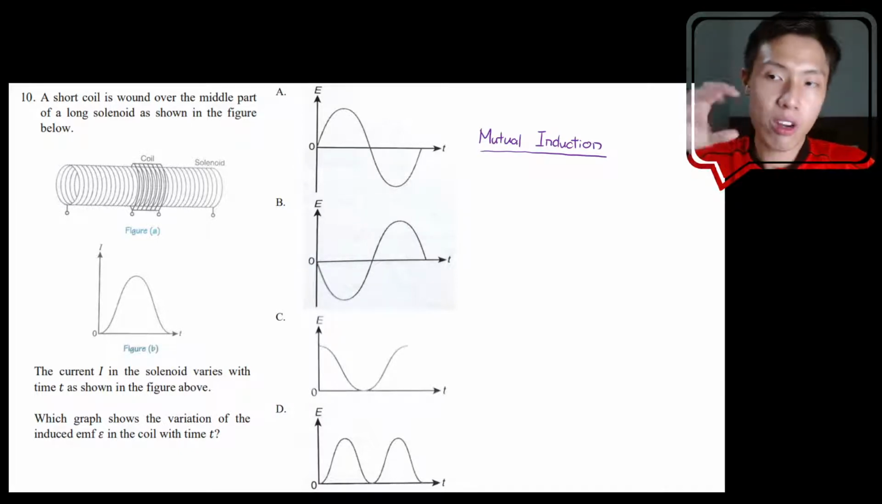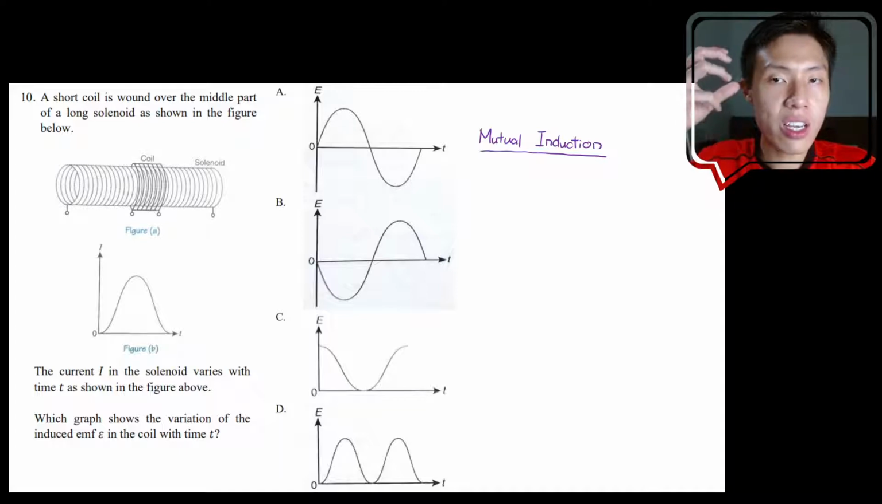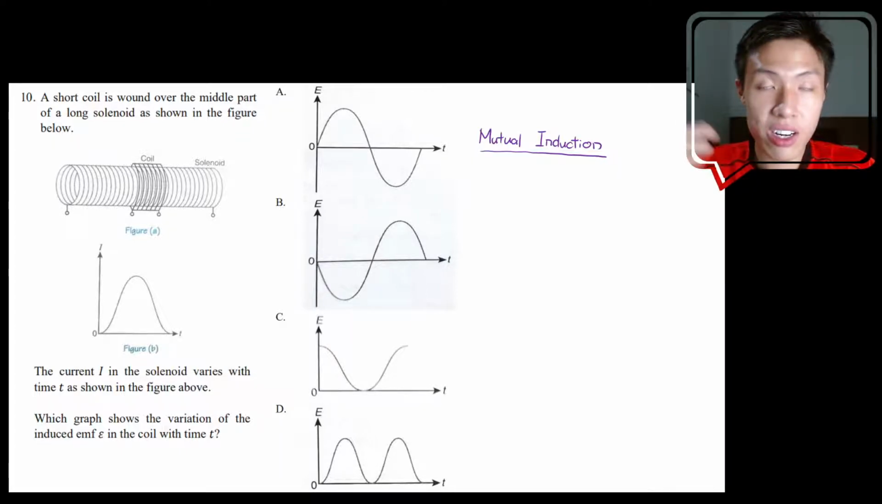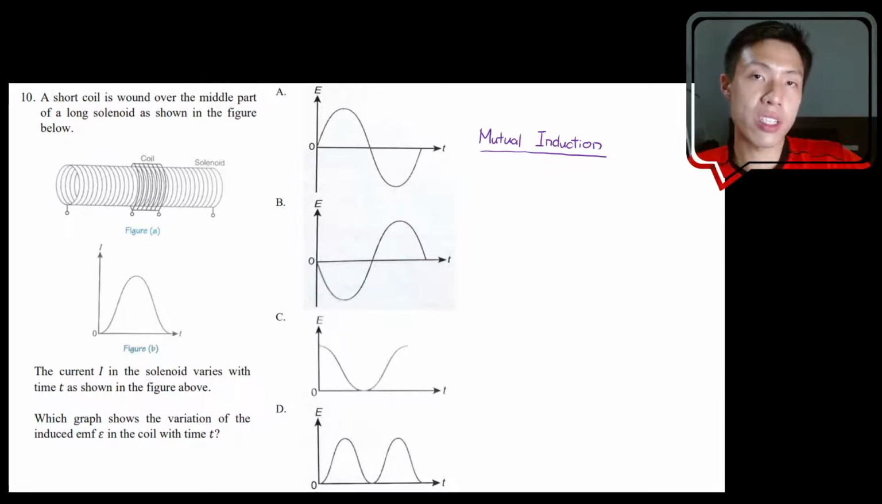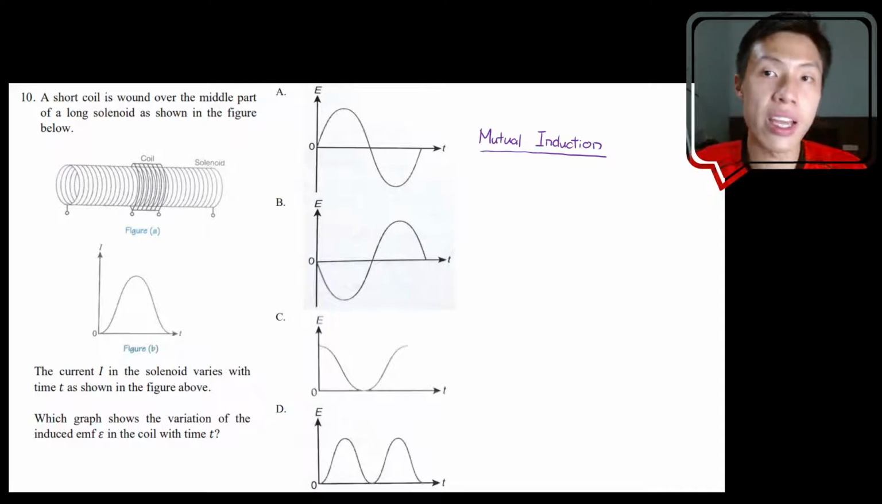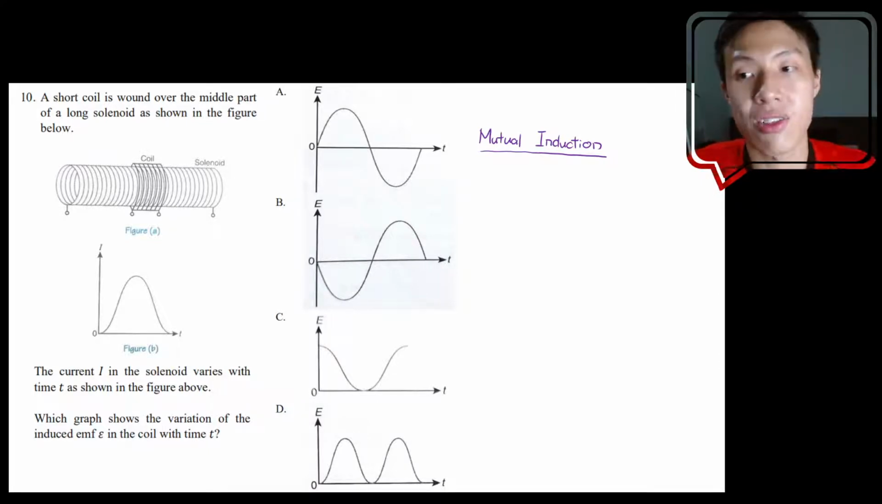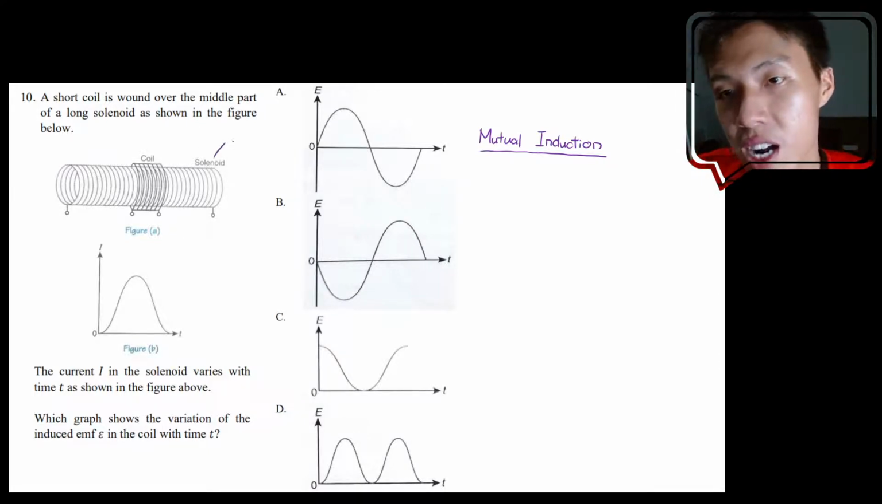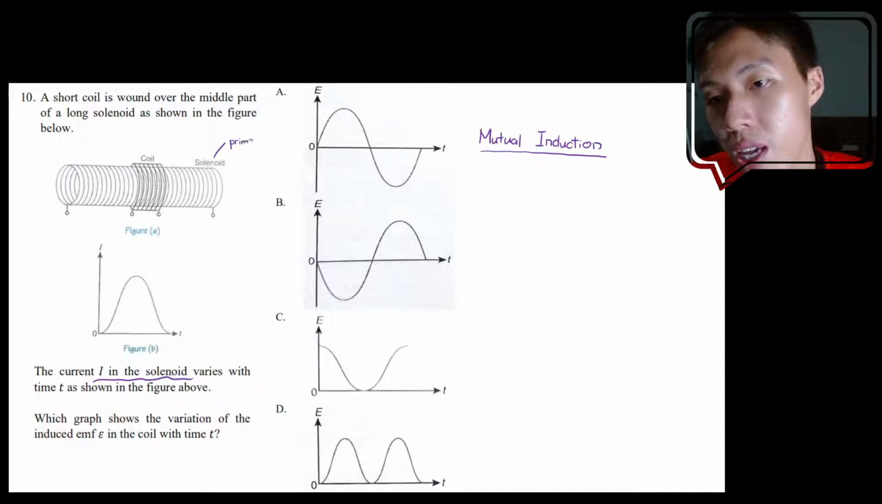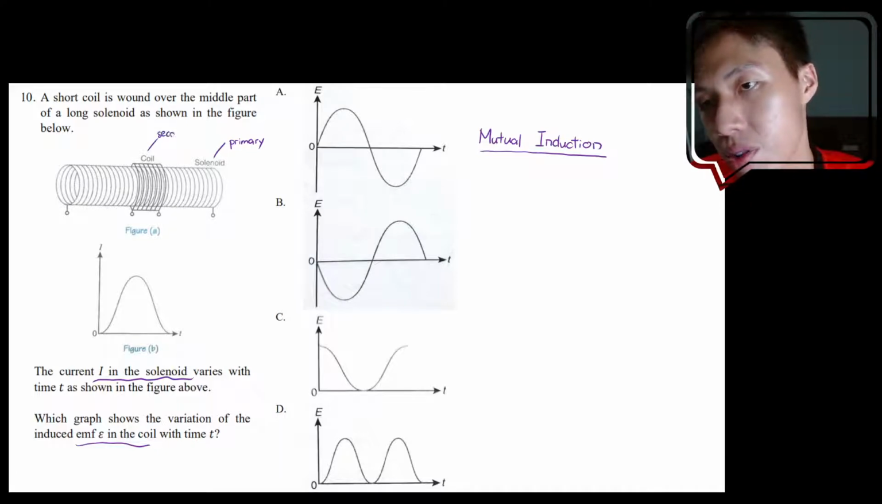There will be one primary coil that we supply current to and change the current, and the change in current is going to change the magnetic flux passing through another coil, causing an induced EMF in that coil, which we call the secondary coil. In this case, since current is flowing in the solenoid, as you can read here, the solenoid is the primary coil, and the induced EMF is in the coil. That's why the coil here is the secondary coil.